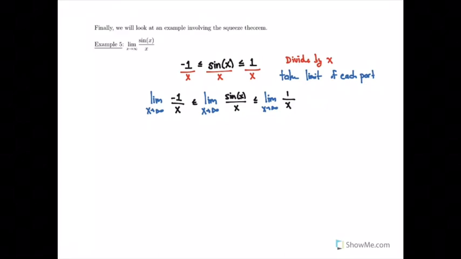Now, two of these limits are pretty quick to do. The negative 1 over x and 1 over x. This is going to give us negative 1 over infinity, which is basically 0. And over here, 1 over infinity, which is basically 0. It's 1 over a super huge number. You can test this by plugging it into a calculator. 1 over a billion will give you a very, very small number, getting closer and closer to 0. So here we have that the left-hand side is 0.